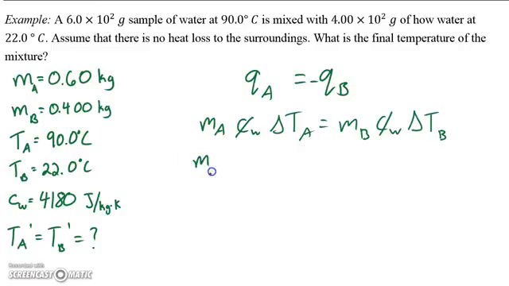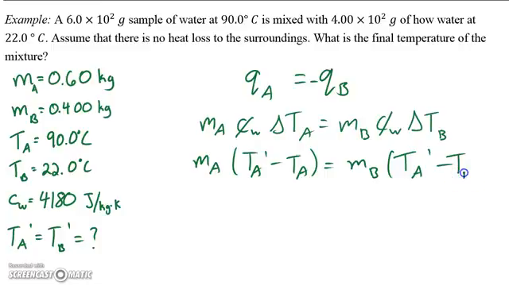Now we have to expand our delta so that we have TA prime minus TA, and same for B. But because the final temperatures are going to be the same and I want to solve for one value, instead of writing TB prime, I'll write TA prime minus TB because I know TB prime is the same number as TA prime. Now to isolate TA prime, which is right now on both sides hidden in brackets, we have to expand the brackets first to get rid of those.